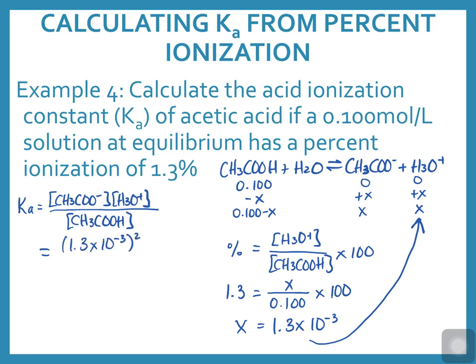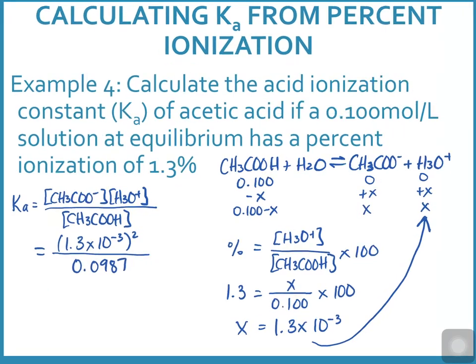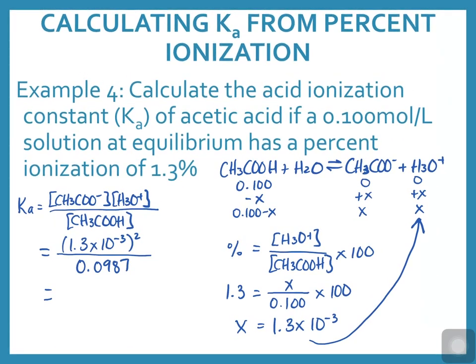And my acetic acid concentration at equilibrium is 0.1 minus 1.3 times 10 to the negative 3, which is 0.0987. And when I solve for that, it's equal to 1.71 times 10 to the negative 5. So the acid ionization constant, or Ka, of acetic acid in this situation is equal to 1.71 times 10 to the negative 5.